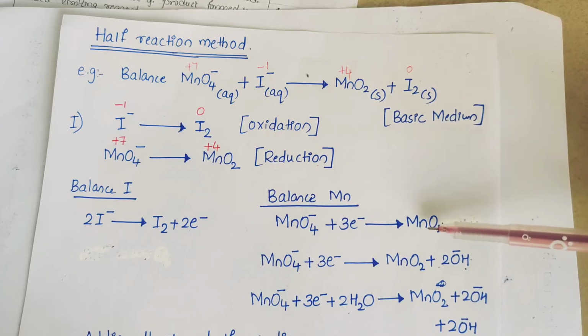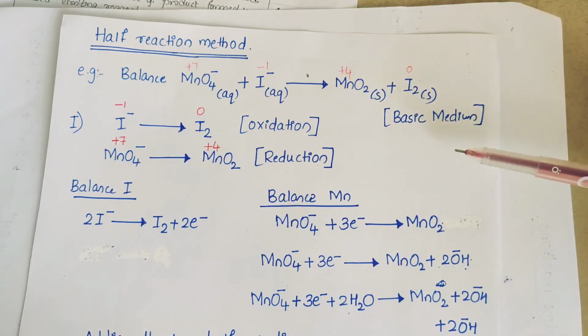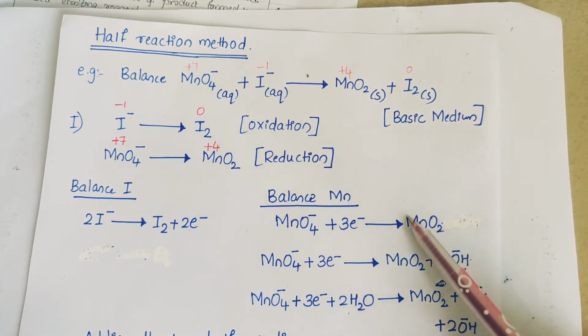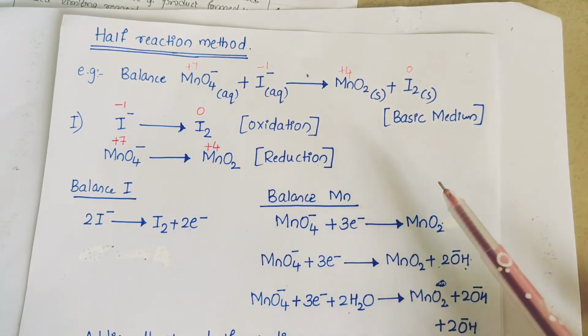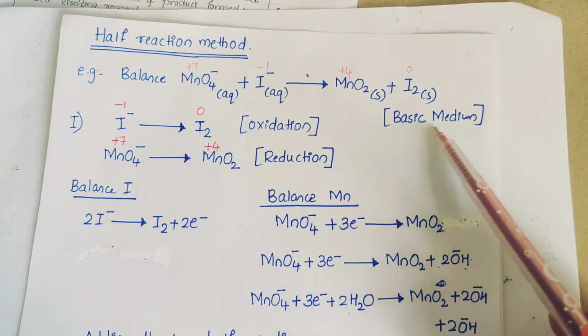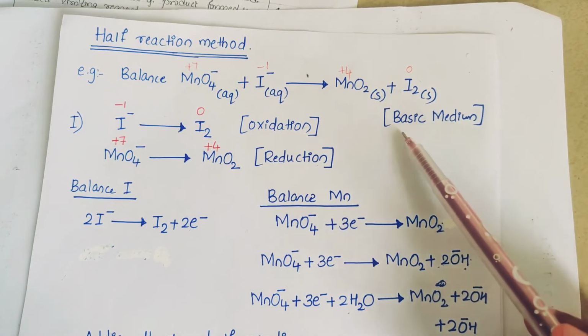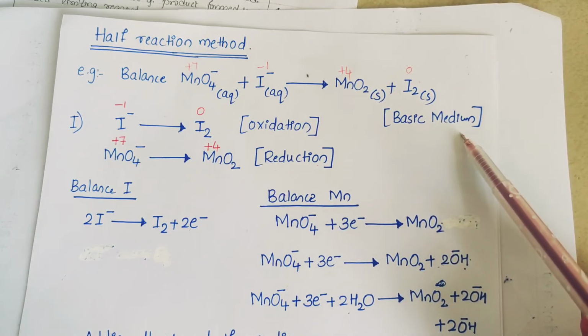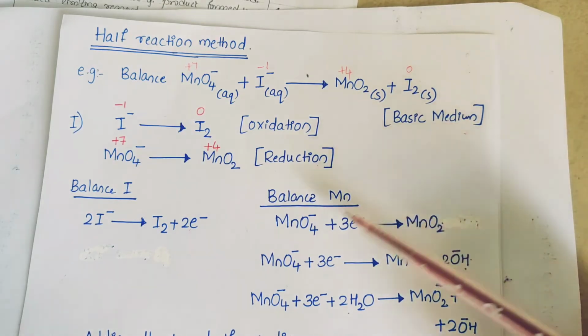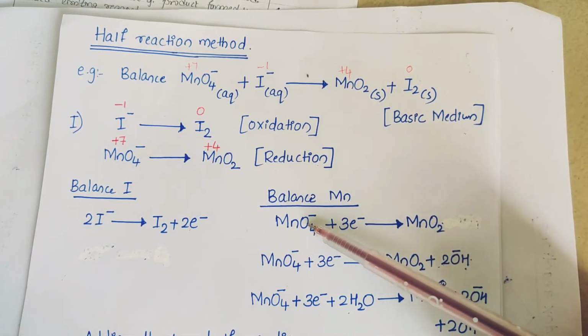Okay, now you balance all other elements except hydrogen and oxygen. So here 1 Mn is there. On the product side also there is 1 Mn. So this is balanced now. Next, what you are supposed to do? You are supposed to balance oxygen atoms. Okay, so to balance oxygen atoms, check the medium. So what is the medium here? The medium is basic medium. So when the medium is basic, you are supposed to add OH minus to balance the oxygen atoms. Okay, so how many oxygen are here? There are 4 oxygen atoms.